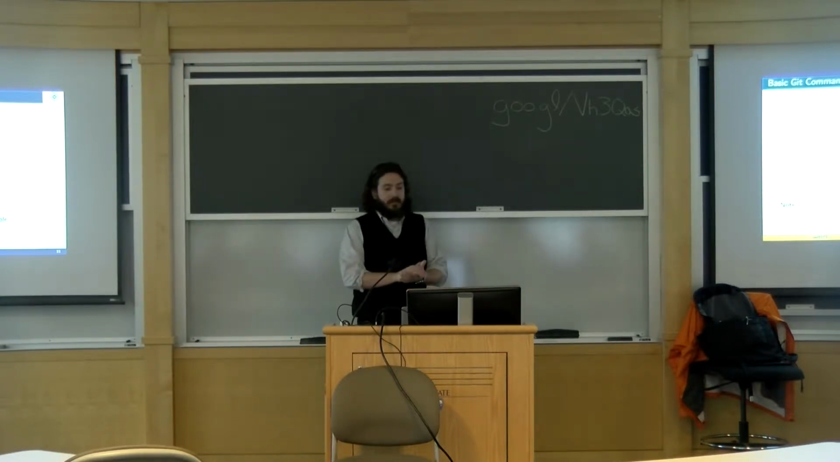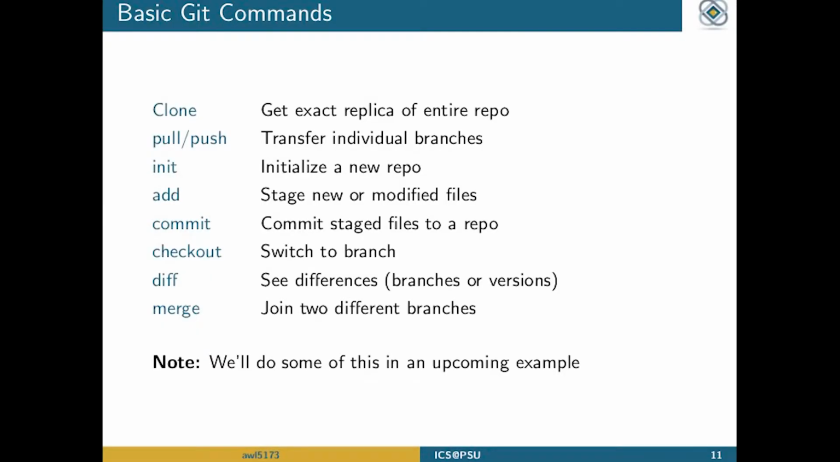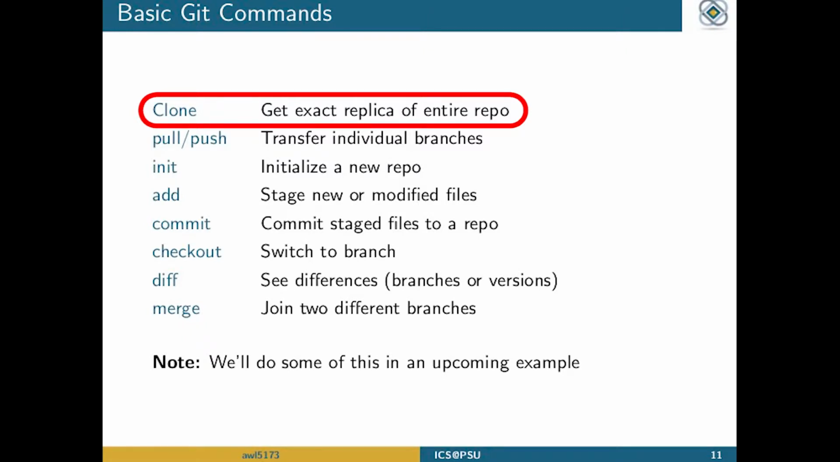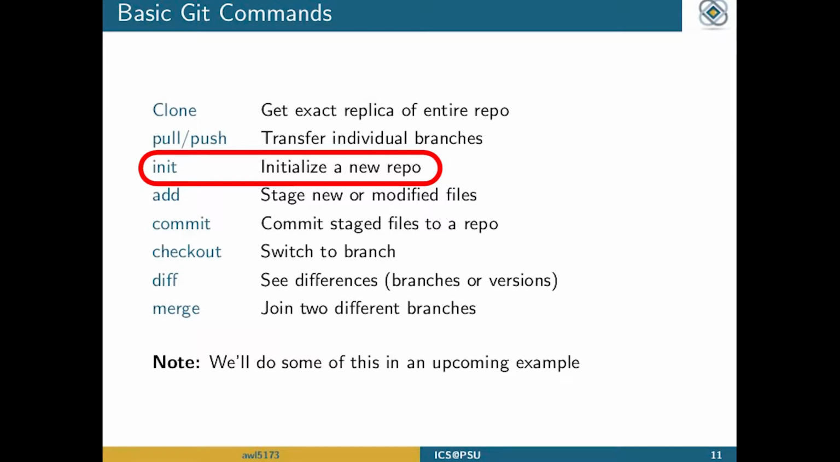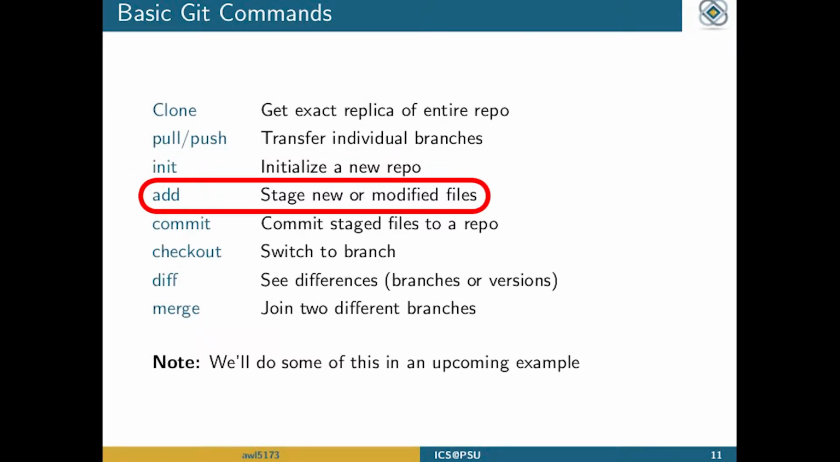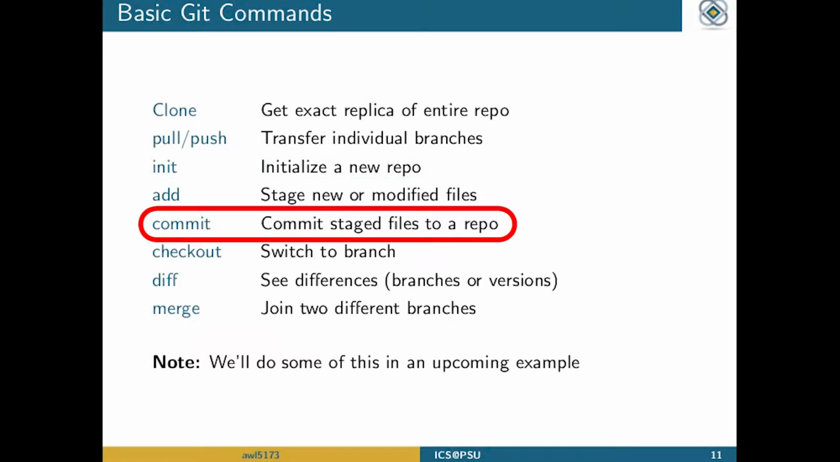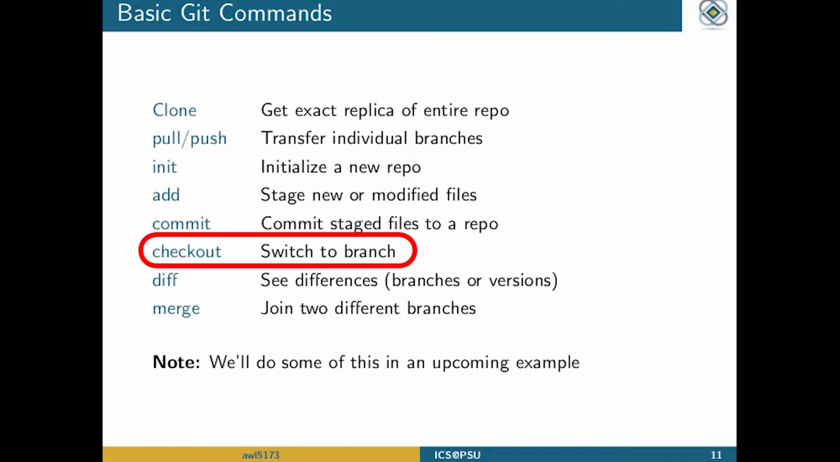So within Git, there's a couple of different commands that we should know. Clone is to clone the entire branch structure, so the master and all the sub-branches. You could pull or push just individual branches or individual commits. Init, we mentioned before, is to initialize a new repo. When you're getting ready to stage your files, the command for that is add. So you add either your new or updated modified files. And then commit is to commit the files.